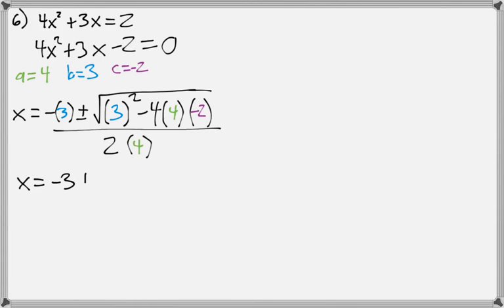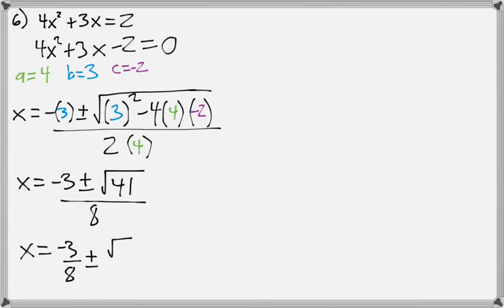So this will be -3 plus or minus square root of, if I do 3 squared minus 4 times -2, we get 41. All over 8. So the square root of 41 I can't simplify, but I am going to split these up. And that is our answer.